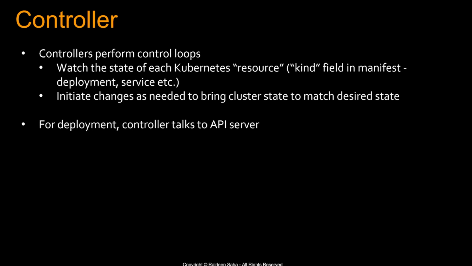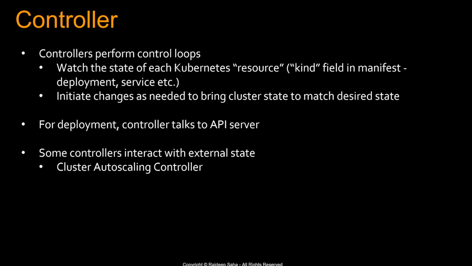For the previous example, where the kind is Deployment, the controller sees there's a difference, and then it talks to the API server, and that API server brings up another pod. In some cases, controllers will interact with external state. For example, the cluster autoscaling controller checks if the number of EC2s matches the desired state. If not, it will talk with the cloud provider services and bring the current state to match the desired state.